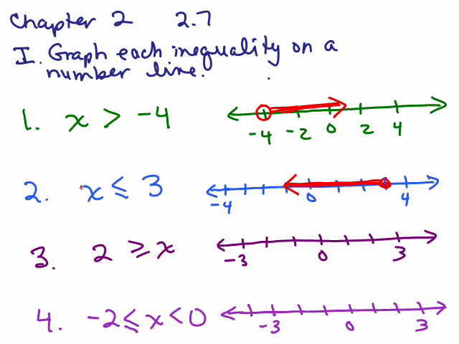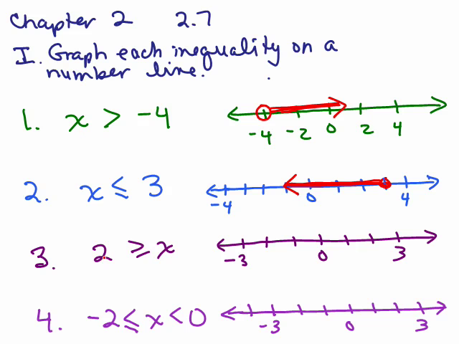Now, anytime the x is on the left side of the inequality, whatever direction the inequality symbol is pointing will be the same as where the arrow is pointing. So here, this is the greater than symbol, and the arrow points to the right. That will always be true as long as x is on the left-hand side.